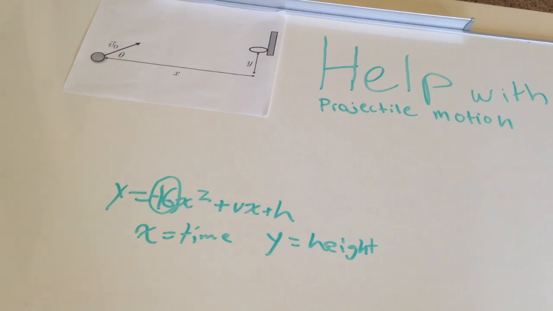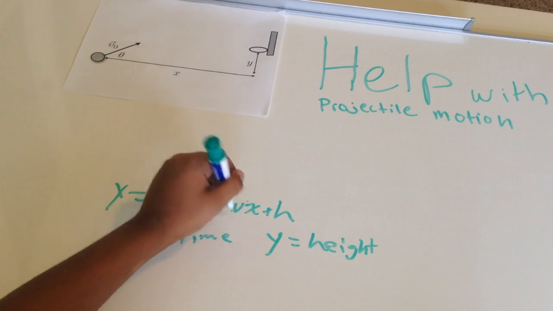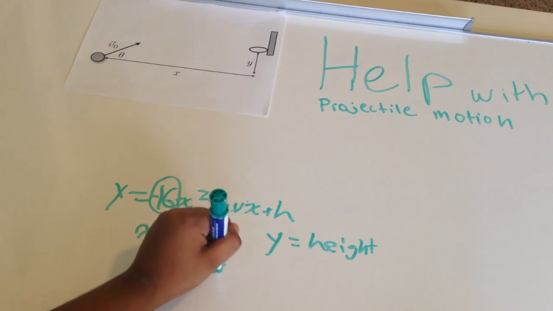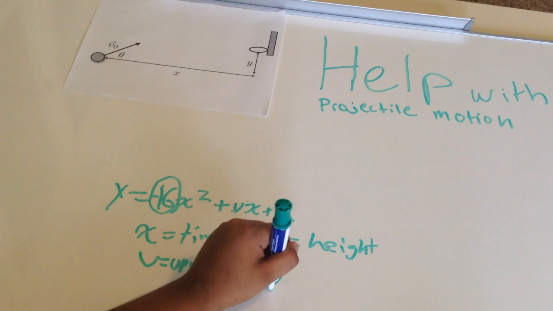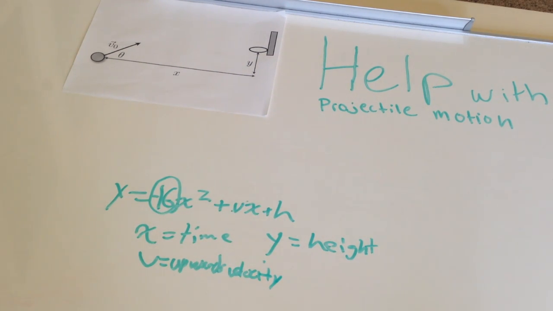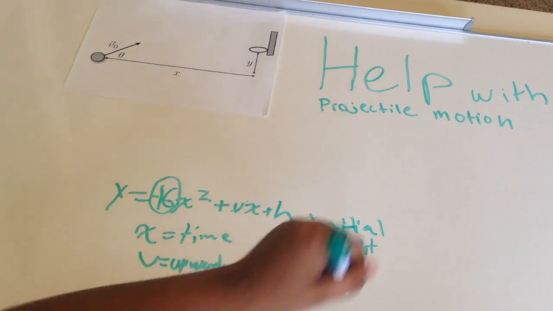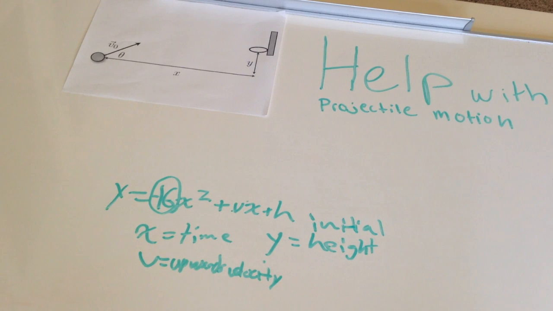V is upward velocity. So v is upwards velocity. And h is the initial height in feet. So h is initial height. Now, once given this equation, actual numerical values for each variable, you can find the vertex, how long it will take to reach the vertex, and how long it will take for the projectile to reach the ground. To find the vertex, the equation negative b over 2a must be used.